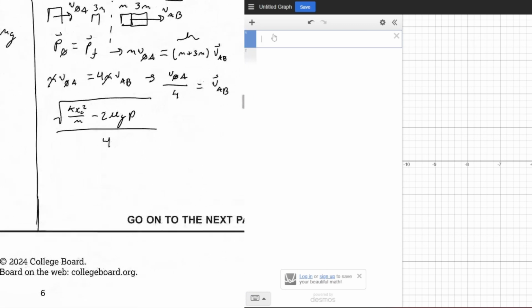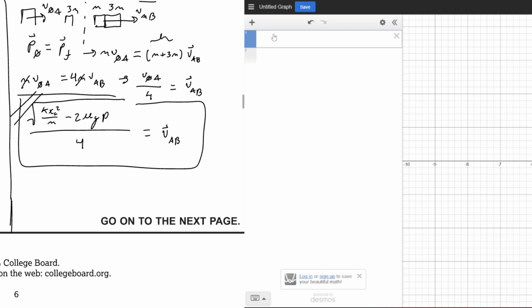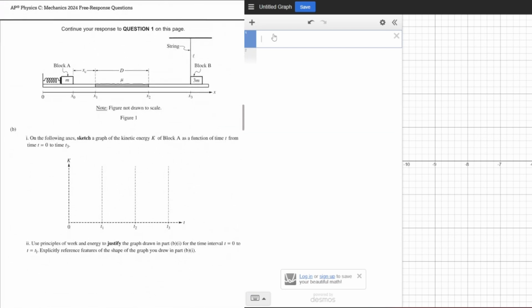That's what it was. v naught A has to equal the velocity of the two block system after it's done. And now this is my final answer. I can leave it in that form. So let's move on to the next question.